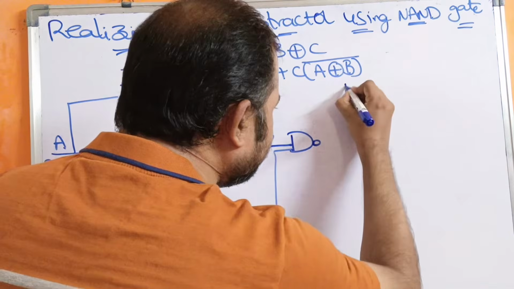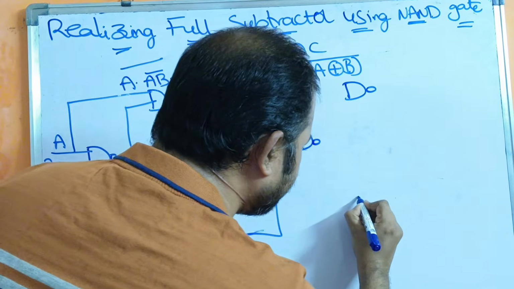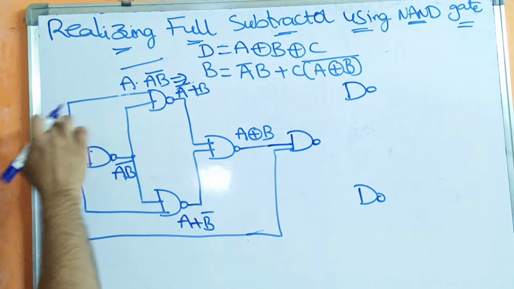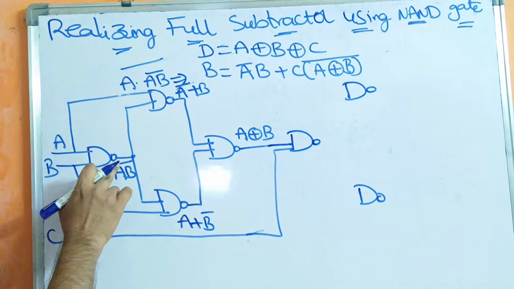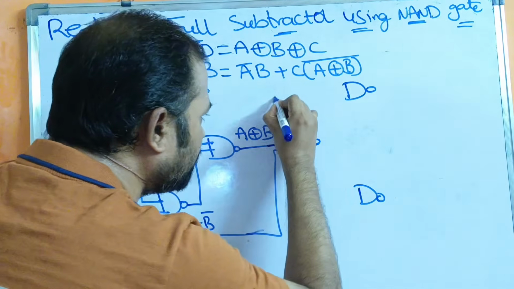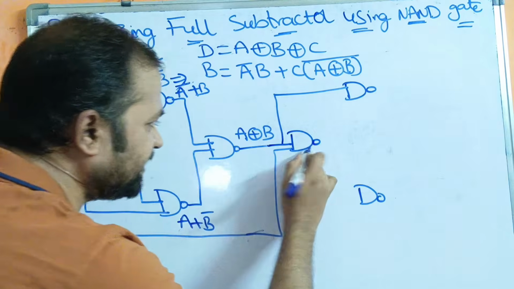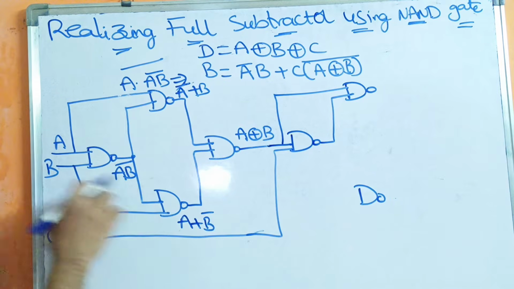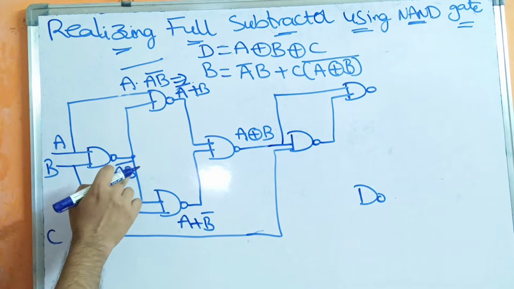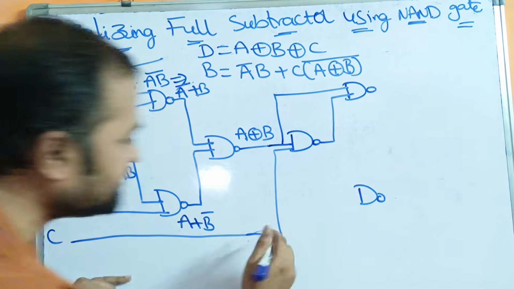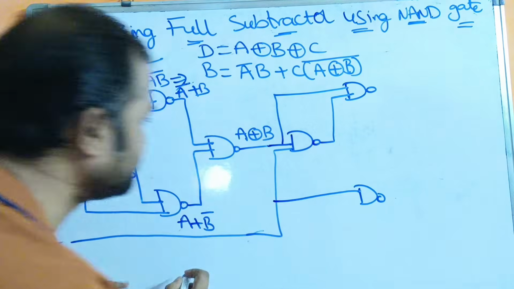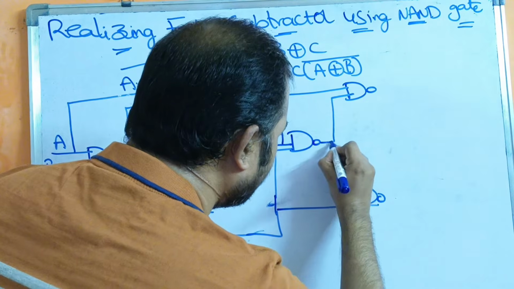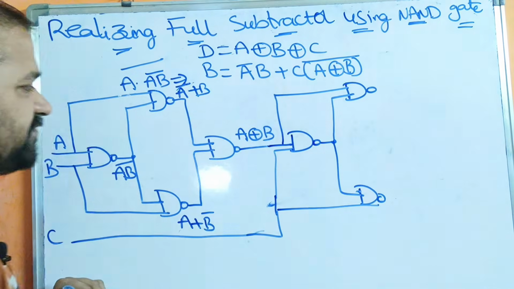Next, this is the second NAND gate in this structure. If you observe here, this NAND gate receives input from A, where A means A exclusive OR B, and the output of the first NAND gate. Next, the third NAND gate receives input from B, here B means this C, and the output of the first NAND gate.